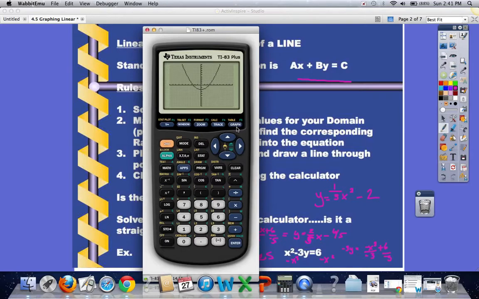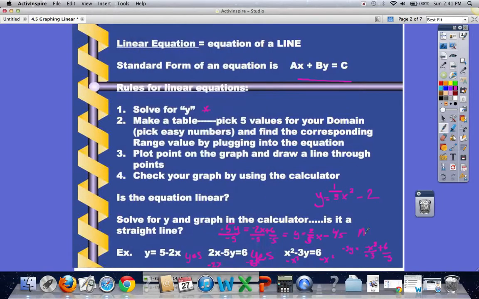Wow. Is that a line? No, that is not a line. So this would be not linear. You notice that we have an x term with an exponent. So if you have an x term with an exponent, it will not be linear. Okay? All right, next page.